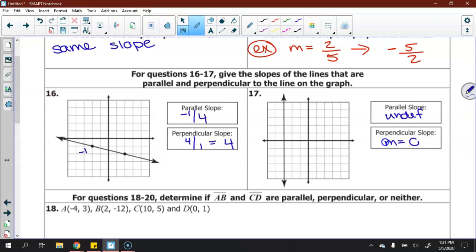For 16, wouldn't the parallels, are we able to flip that or no? So you're flipping it when you're writing your perpendicular, but when I'm talking parallel, I'm just asking for the slope of this current line. Oh, okay. All right.